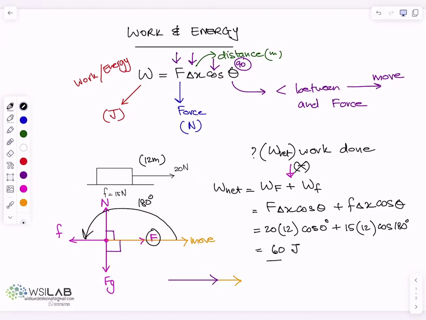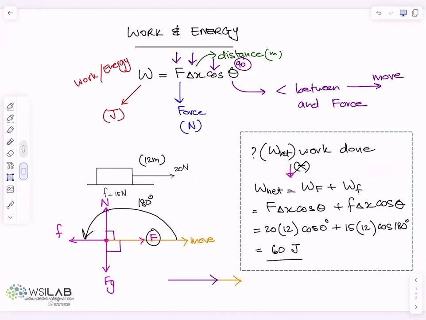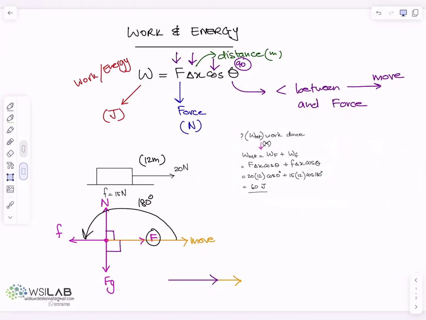See if you get this. It's not a vector, so no direction, just joules. Energy is a scalar, so there's no direction. So the net work done is 60 joules. This is so easy. The chances of you getting something like this in an exam are very, very low. We're going to ramp it up. We're probably going to do 3 lessons on this.